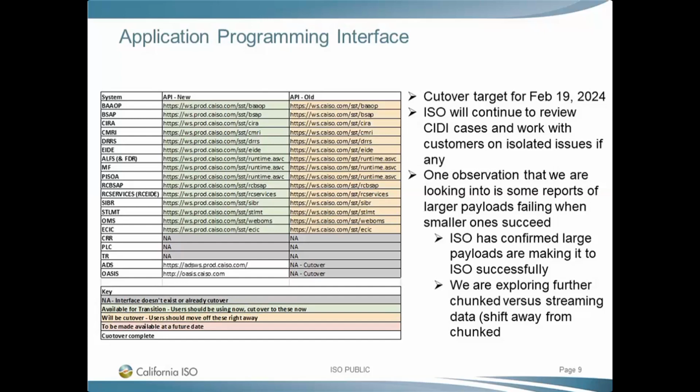It's not conclusive at this time, but we wanted to let customers know where we are, and also raise that for those that may have experienced it to share more information with us so that we can engage you in our troubleshooting effort for the payload size and chunk versus streaming. Okay. Are there any questions or comments on the API transition?